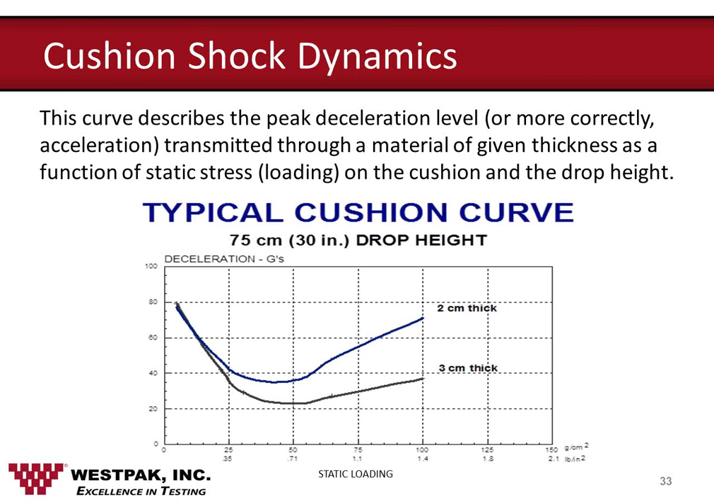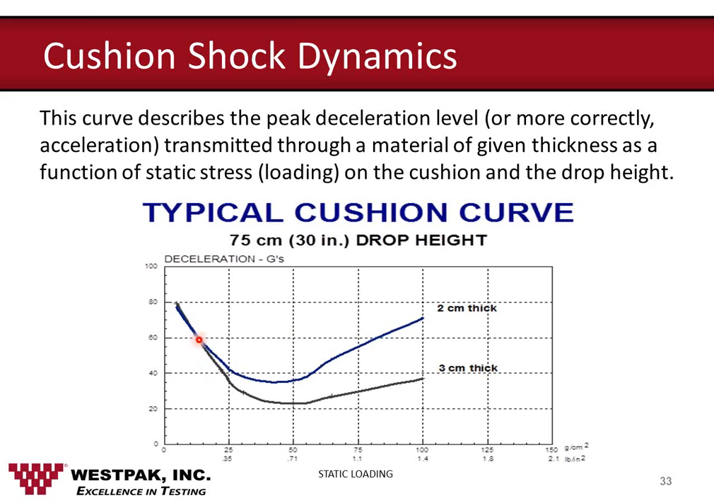The results of this test are a cushion curve such as shown here. It describes the peak deceleration as a function of the static loading on the cushion. The cushion curve tells us that at light loadings, the deceleration level transmitted through the cushion is fairly high. In other words, the cushion can't deflect. There's just simply not enough energy to do that.